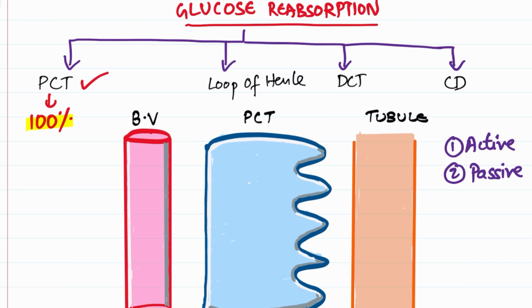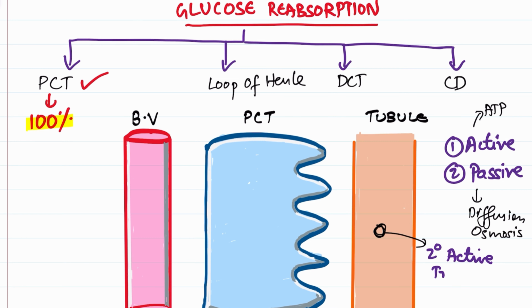Now we know some examples. For passive transport, there is diffusion and osmosis. Whereas active transport involves energy, so ATP involvement is there, usually involving the sodium-potassium ATPase. And glucose is actually absorbed by the secondary active mechanism. So this is our glucose molecule, and it is absorbed by secondary active transport. Now, what is a secondary active transport mechanism? Here we have the sodium-potassium ATPase, which will transfer sodium from the PCT cell into the blood vessel.